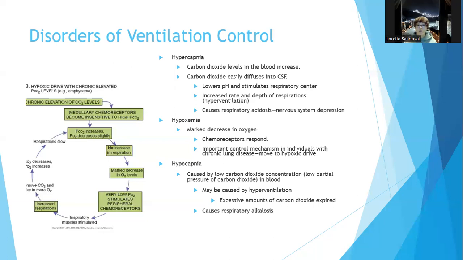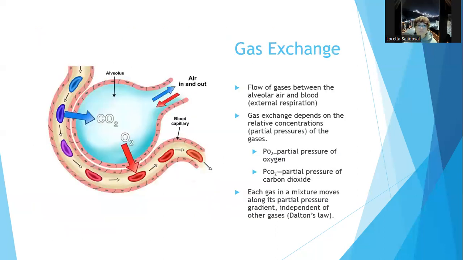Hypocapnia is low carbon dioxide concentration in the blood, low partial pressure of carbon dioxide. And that might be caused by hyperventilation. You expire excessive amounts of carbon dioxide, and that causes respiratory alkalosis because you get rid of your carbon dioxide and you're left with a higher pH, basically, and it's respiratory alkalosis. So with homeostasis, you got to be in the middle, not too much of anything and not too little of anything. It's crazy.